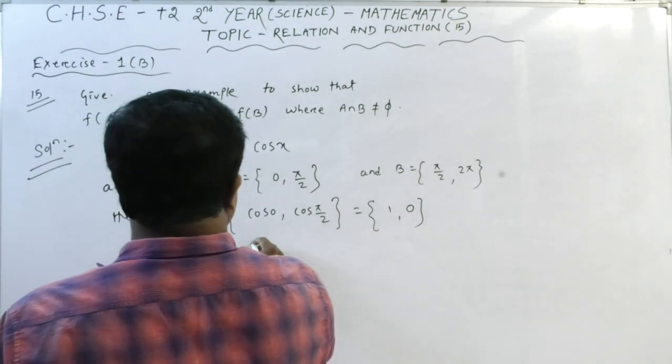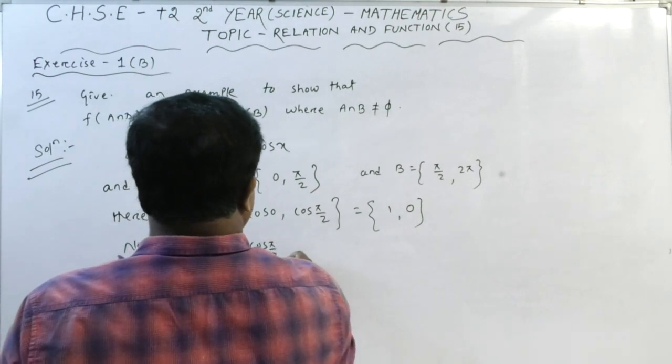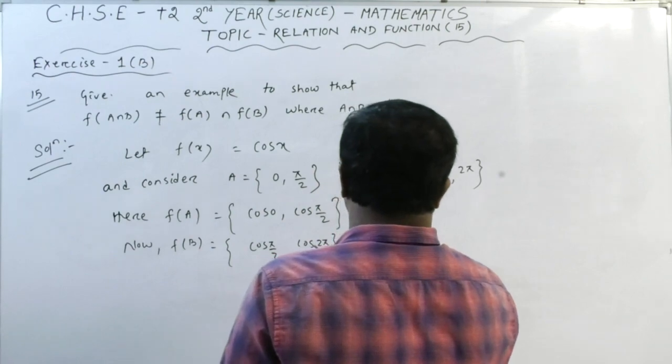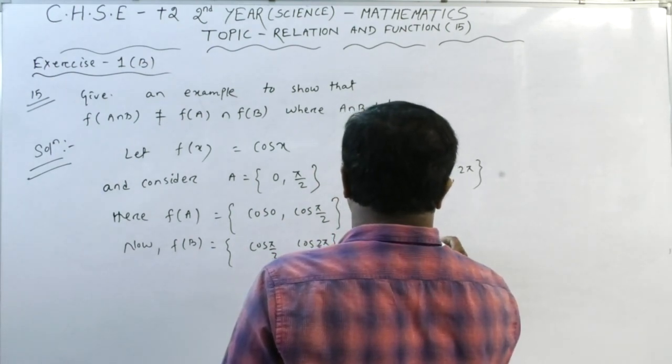f of b equal to cos of pi by 2 and cos of 2 pi. So you see, cos 90 is 0 and cos 2 pi is again 1. Clear?